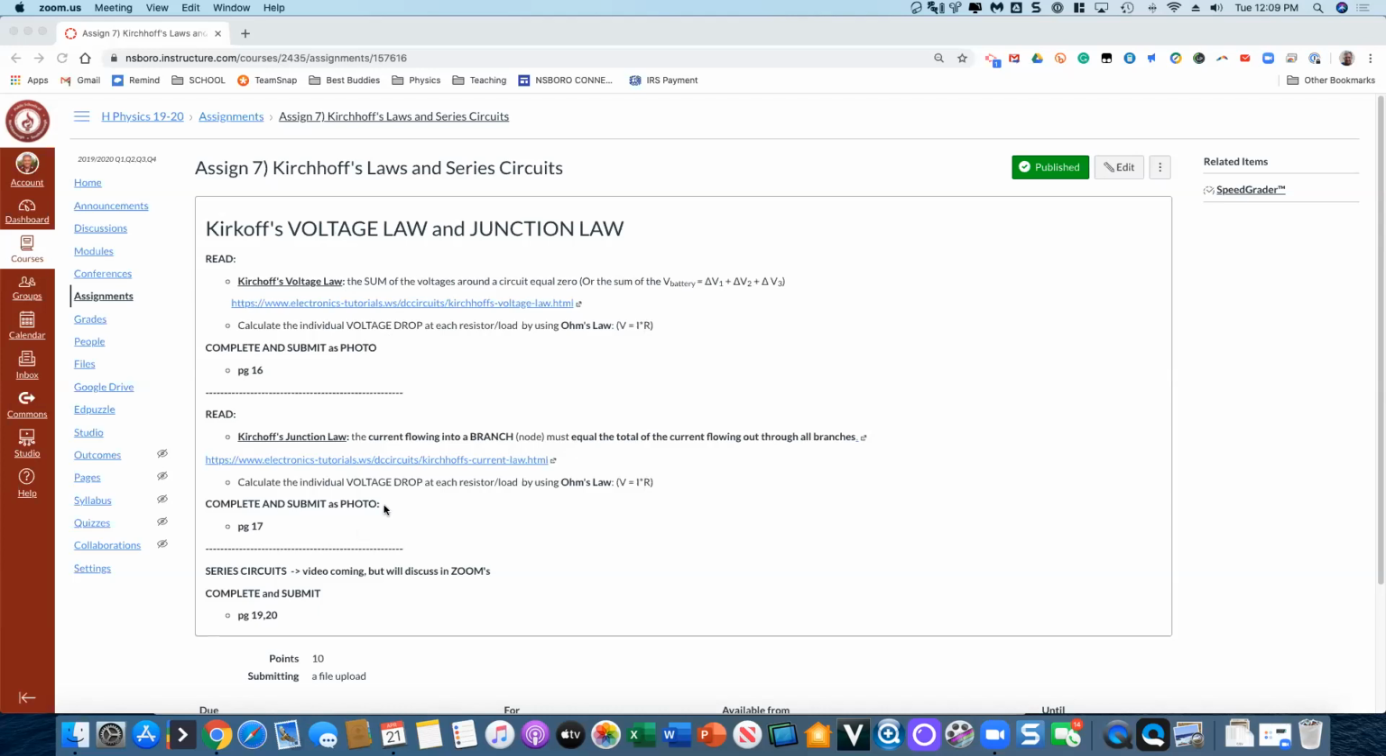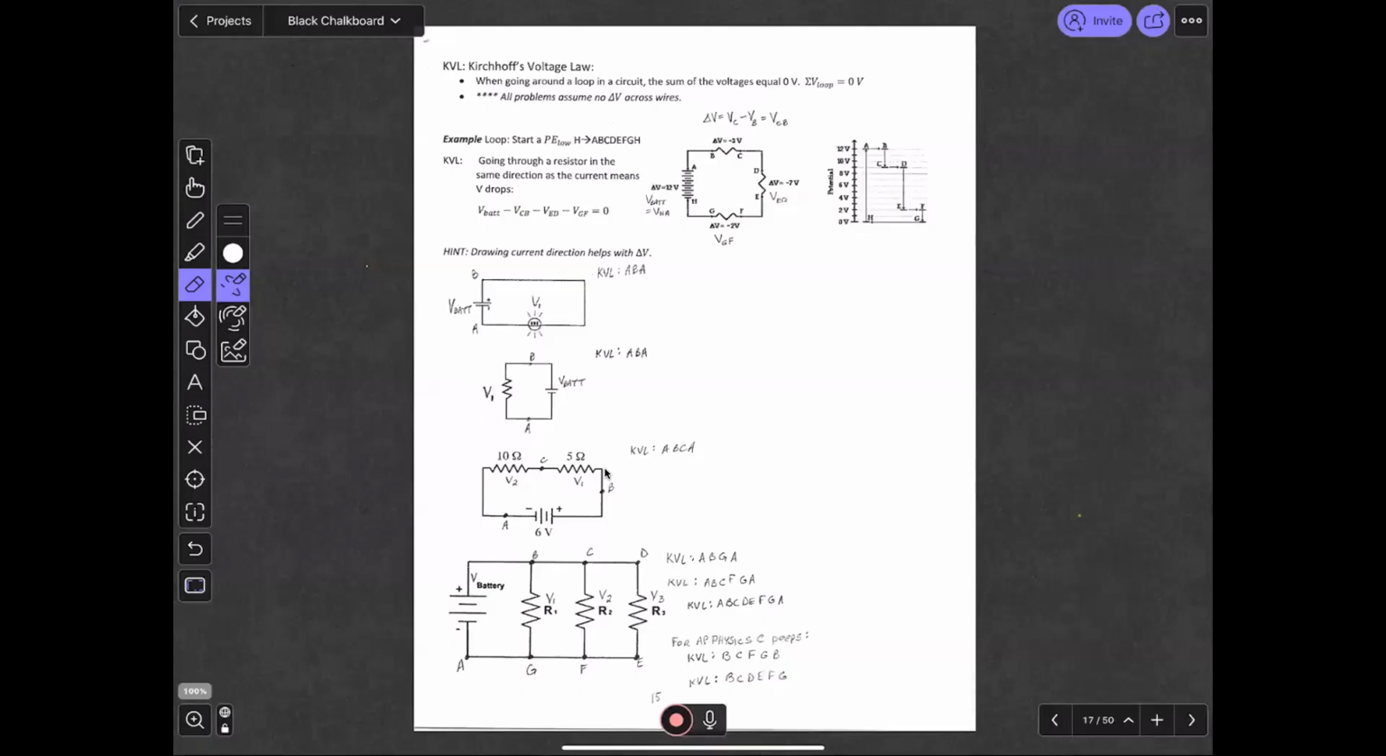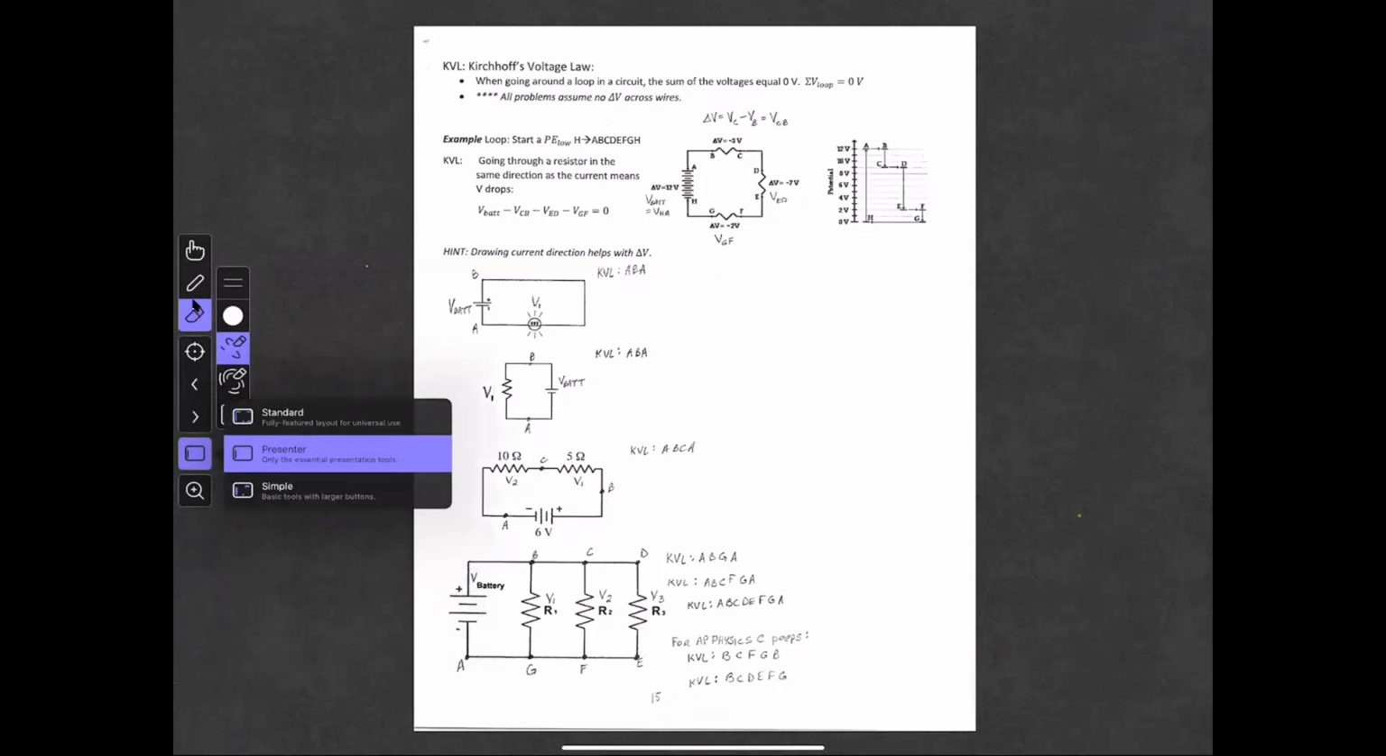So without further ado, let's dig into Kirchhoff's voltage law. And so, here we go. So this is page 15, as you can see, and let's minimize this down. There we go. We're going to be taking a look at how voltage works in circuits.